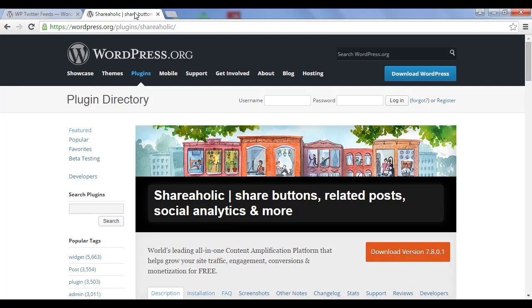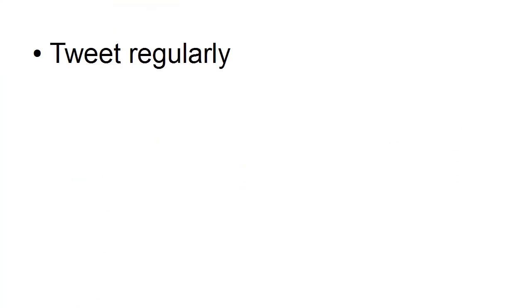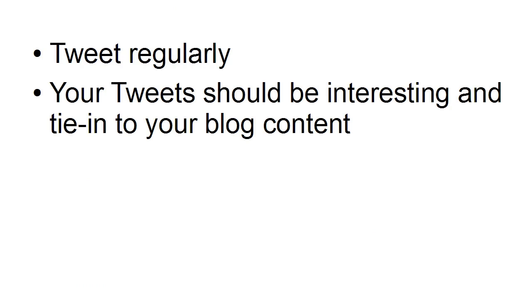You also want to make it easy for people to tweet about your site or your blog, and a good way to do that is to install the Shareaholic Share Buttons plugin on your WordPress blog. And again, you can install this from within the WordPress dashboard, or you can come to wordpress.org and then simply do a search, or go to wordpress.org/plugins/Shareaholic.